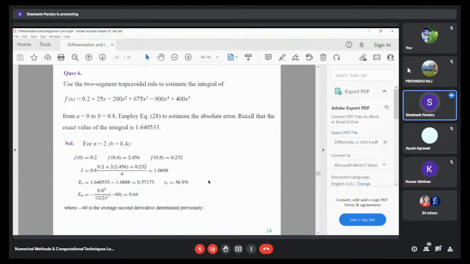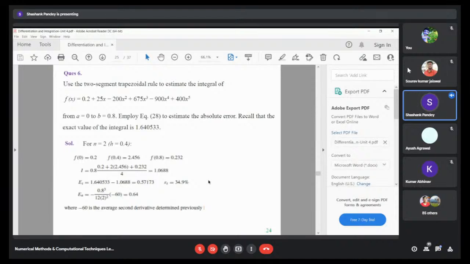So use the two-segment trapezoidal rule to estimate the integral of this function given by f(x). Again the interval is from 0 to 0.8, and you have to use the two-segment trapezoidal rule. So h will be nothing but (b minus a) divided by 2, which comes out to be 0.4.